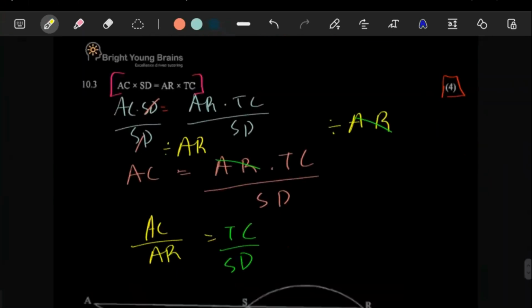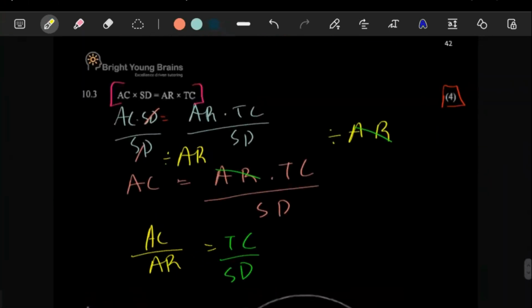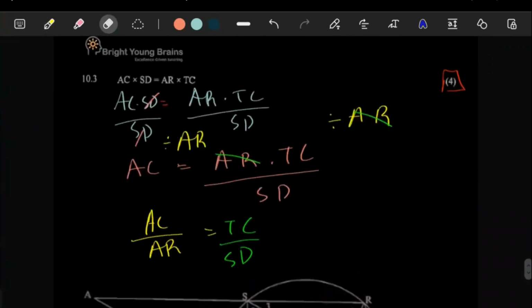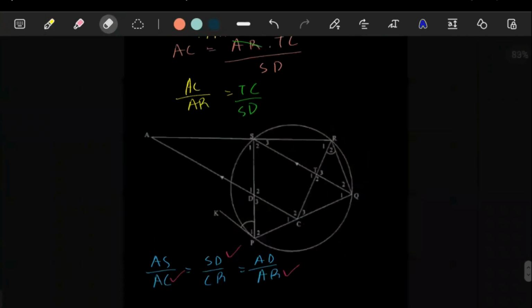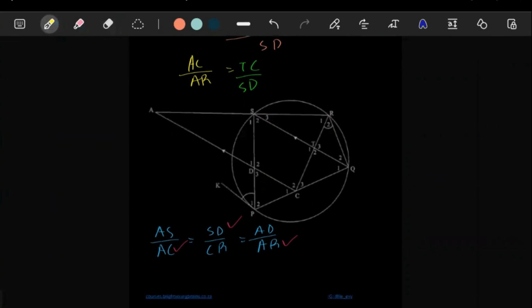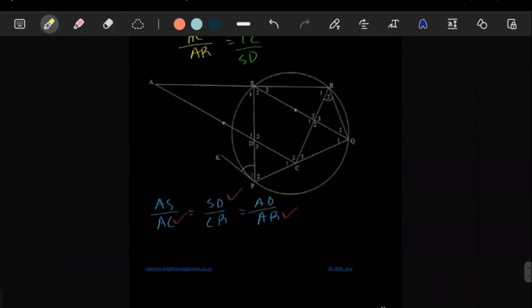10.3. So we said we're starting somewhere here, right? But then obviously maybe if we're looking at this expression here, SD, AS, AR, and TC, let's just see what we know. What we know is these two triangles here, the small one and the big one. We know we can have many different expressions based on whatever it is that we may need.